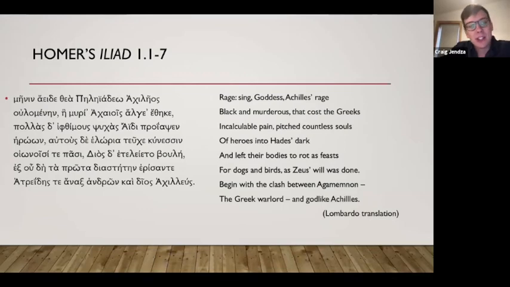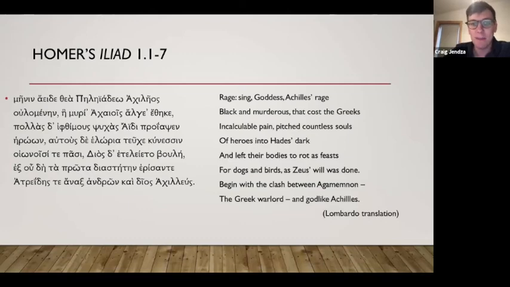The other thing that's very interesting about it is that they try to vary it up. No two lines in a row will have the same sequence of dactyls and spondees. They always try to switch it up, so that you get this varying sing-song kind of thing. And this is just the first bit about Achilles' rage.